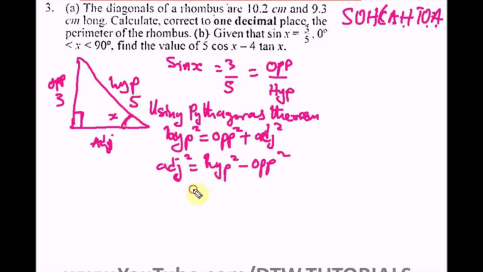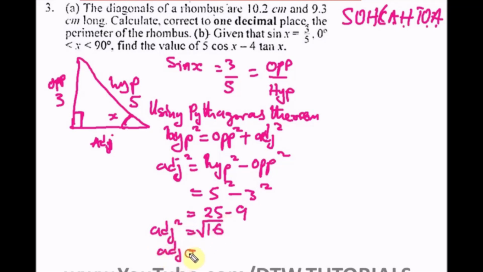So our hypotenuse is 5, square minus our opposite 3 square. What's 5 square? That's 25, minus 3 square, which is 9. What is 25 minus 9? That will give us 16. So we have our adjacent square as 16. To get our adjacent alone, it will be the square root of 16, which is 4. So our adjacent is 4.